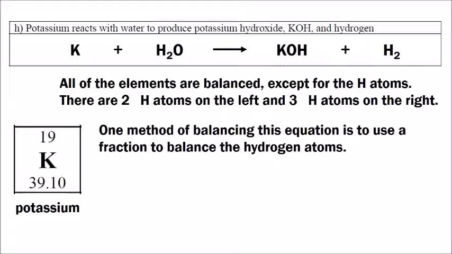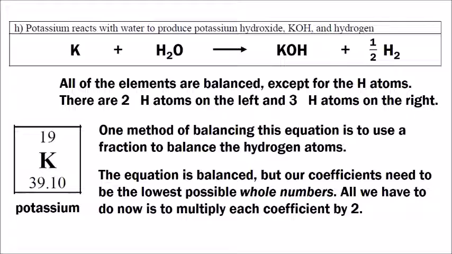So one method of balancing this equation is to use a fraction in front of the H2 to balance the hydrogen atoms. So now there are 2 hydrogen atoms on both sides. The equation is balanced, but our coefficients need to be the lowest possible whole numbers. So when we multiply each coefficient by 2, our final answer has coefficients of 2, 2, 2, and 1. And the equation is now balanced.